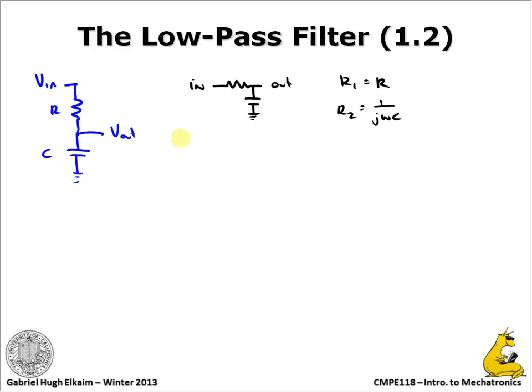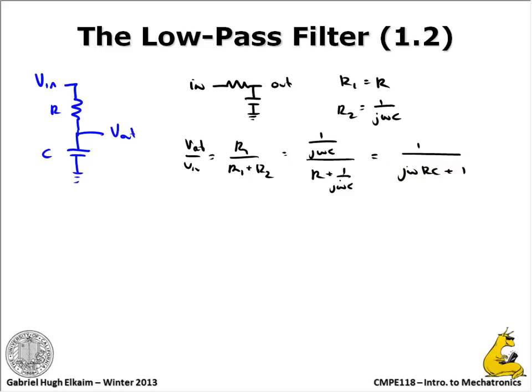And so I had that V out over V in was equal to R2 over R1 plus R2. R2 is 1 over j omega C, all over R plus 1 over j omega C. So we're going to multiply up by j omega C to get rid of the fraction, and then what I have is 1 over j omega RC plus 1. All right, so there we are. I'm just going to rewrite that as V out over V in is equal to 1 over 1 plus j omega RC. Okay, so let's take a look at this.